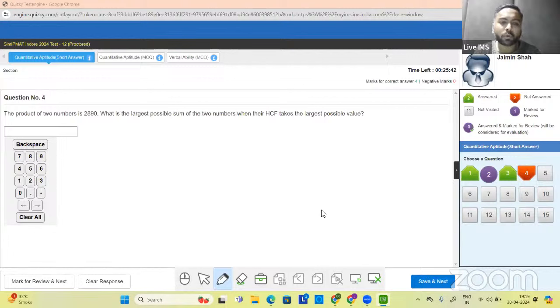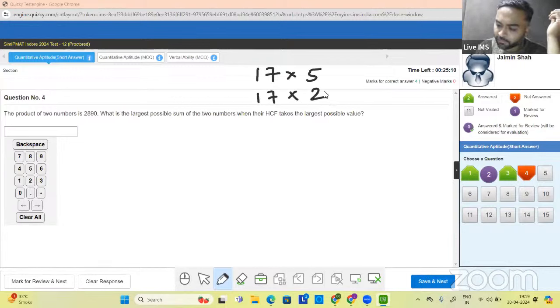The product of two numbers is 2890. The largest possible sum of two numbers when their HCF takes the largest possible value. Okay. So HCF is largest possible. अगर HCF 17 रख दिया, so both the numbers will have 17. One number will be 17 into 5. Another number will be 17 into 2. This is one possibility that I can see.